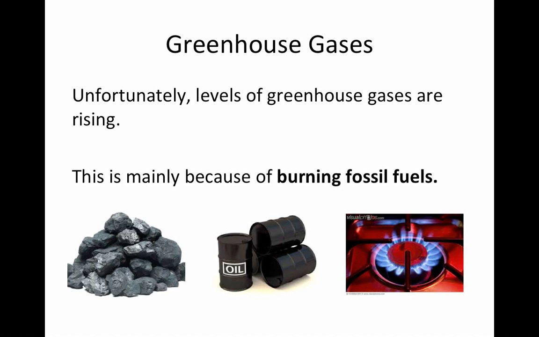So unfortunately, greenhouse gas levels are rising. And this is because of burning fossil fuels. We have 3 different types of fossil fuels. These are coal, oil, and natural gas. Fossil fuels are things that are found deep in the earth, left over from prehistoric times. And when we burn them, as we'll see, there are some benefits to people.